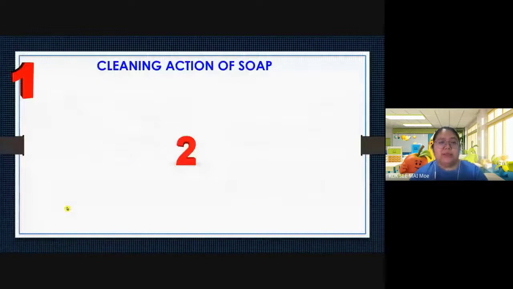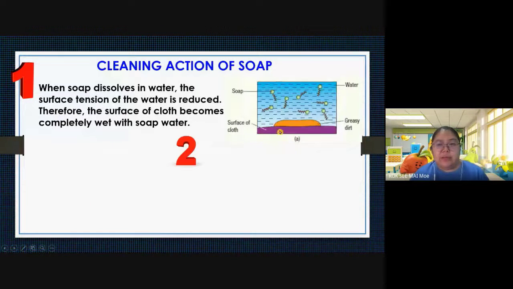Now we see the steps of the cleaning action. First step, you see the diagram. This is the grease on the surface of the cloth, and this is the soap. The water and soap are together. When the soap dissolves in the water, the surface tension of the water is reduced. Before, the water had surface tension, but when the soap goes in, the tension is broken. Therefore, the surface of the cloth becomes completely wet with the soap water.